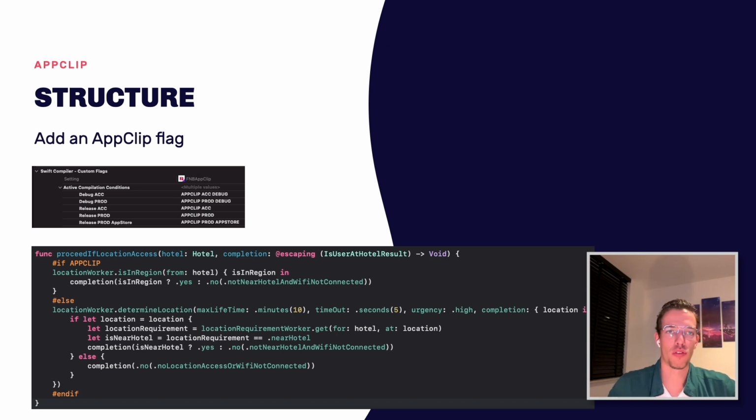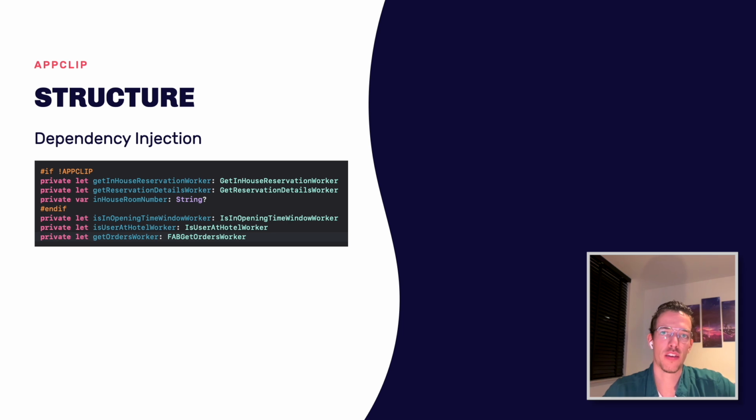And in this way, with the Swift compiler flag, you can distinguish both, but still keep the same logic in place. And of course, because of this, there was also an interesting case with dependency injection. We used to have Swinject, and as you can see here, I've done if it's not AppClip, because on the main app, I'm also checking if you're in-house, if you have a room assigned to you. But on the AppClip, we don't know that information. That's not required. That's not allowed because you're not logged in. So I have to exclude that from the AppClip.